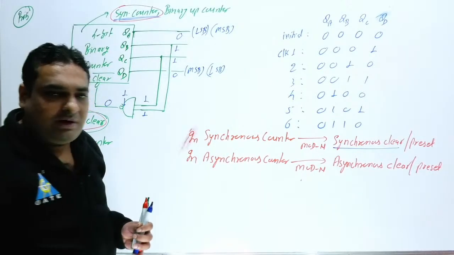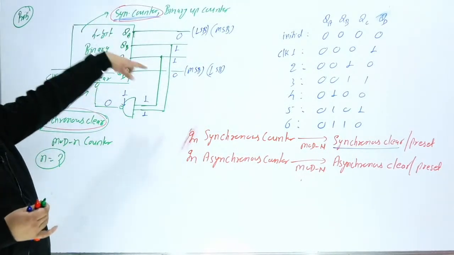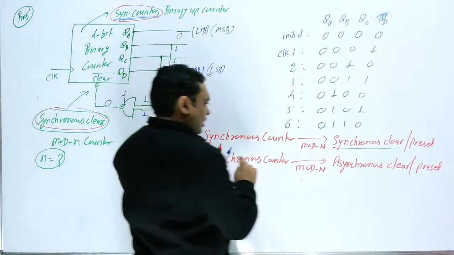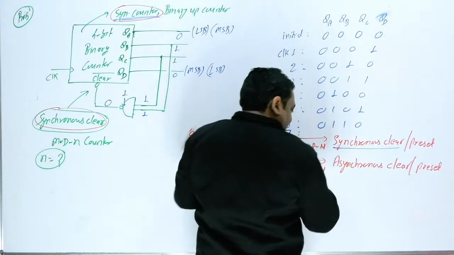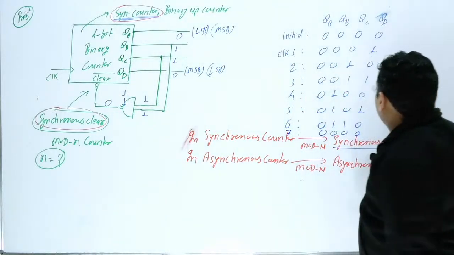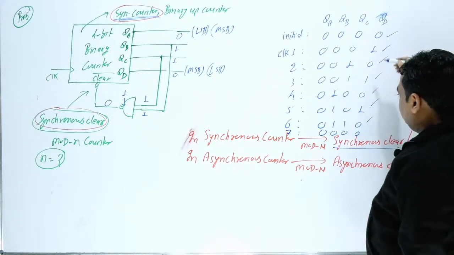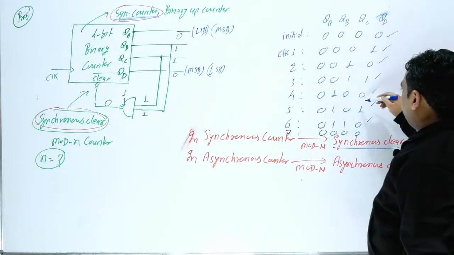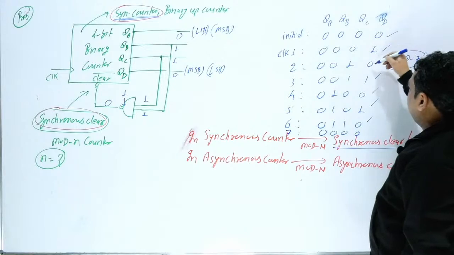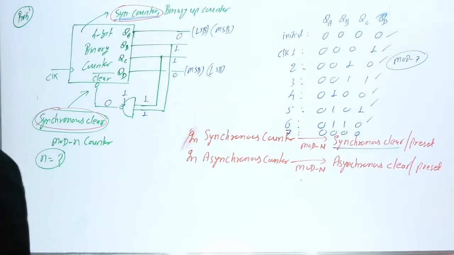Right now what a student will generally do: after the 6th clock you are getting 0 1 1 0, and then in the next clock this will be 0 0 0. So in the 7th clock, in the next clock this will be 0 0 0. So how many output states are you getting? 0 1 2 3 4 5 6. In total how many states? This is 0 1 2 3 4 5 6 in total. This is a mod 7 counter. 1 2 3 4 5 6 7. So here the answer is mod 7.